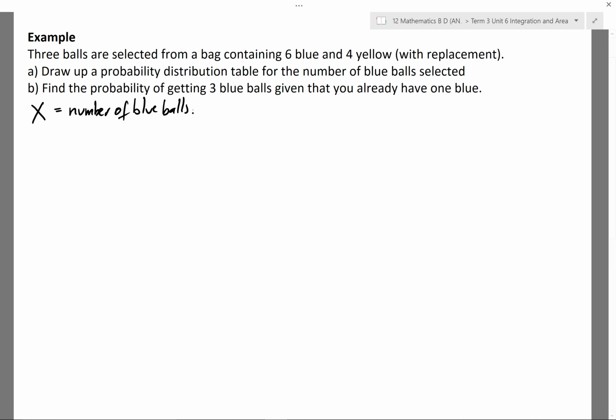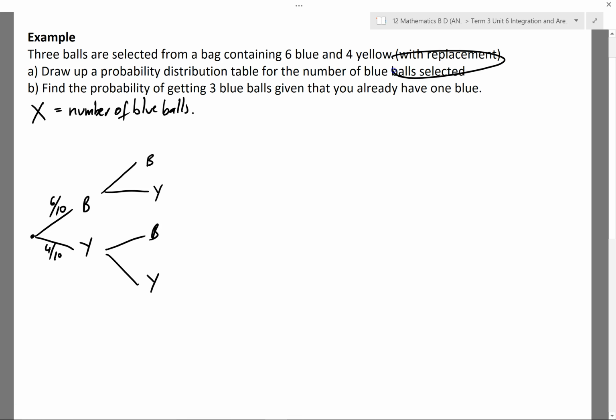From here, I'll draw up my tree diagram with blue and yellow balls at each time, and I'll put the probabilities on the diagram as well. I'm only selecting 3 balls, which is good, so my table's not going to be too big. Okay, unlike the example we did with the cards, it's with replacement, which means that I take the blue ball, I put it back in, so there's still 10 balls, and there's still 6 blue balls in there.